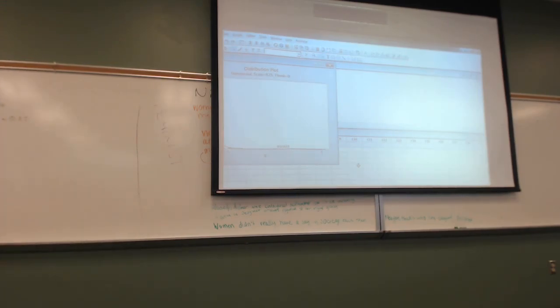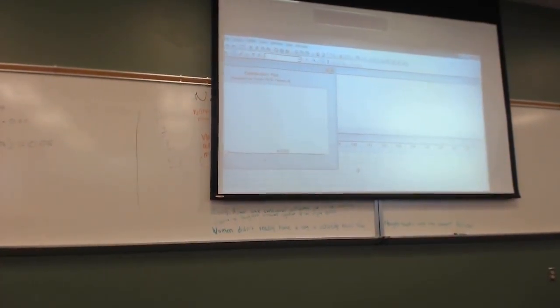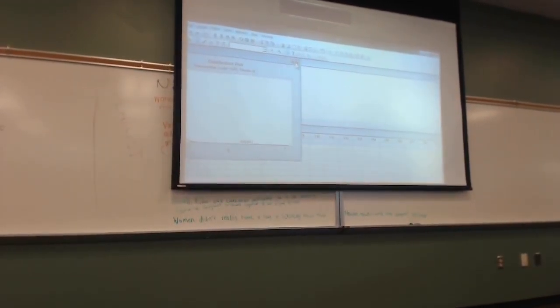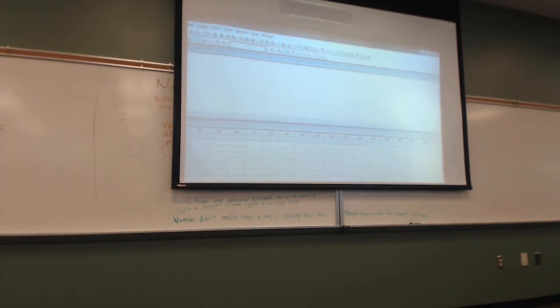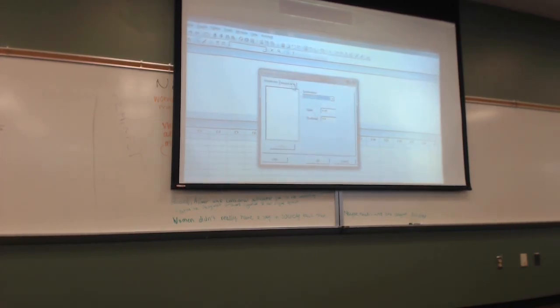Now, how can I answer this last part? Find A such that probability X less than A is 0.05. I want to find an A such that this is 0.05. Here's how I would do it. I'll go to graph, probability distribution plot, view probability, same things. All of these are set. I'll go to the shaded area.